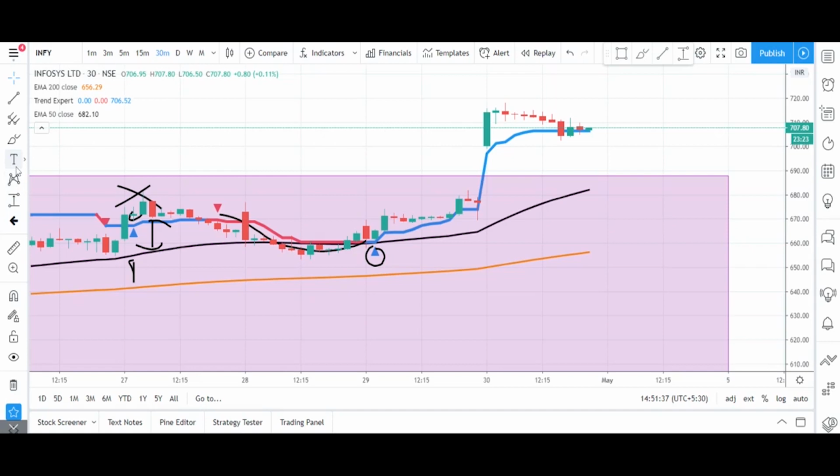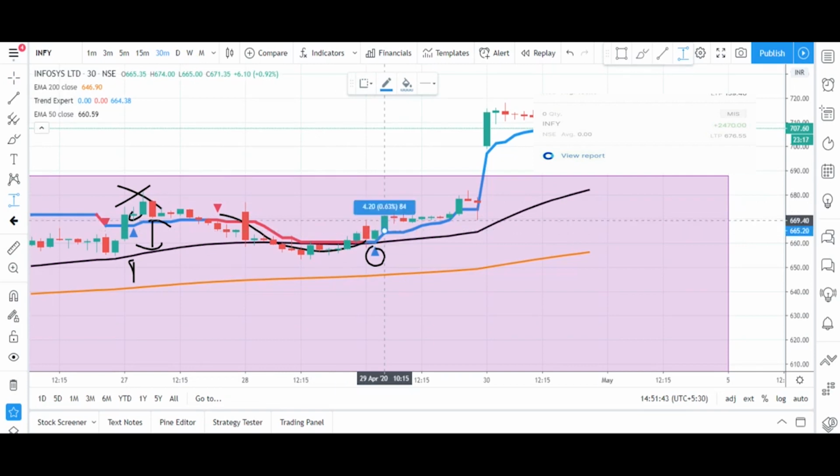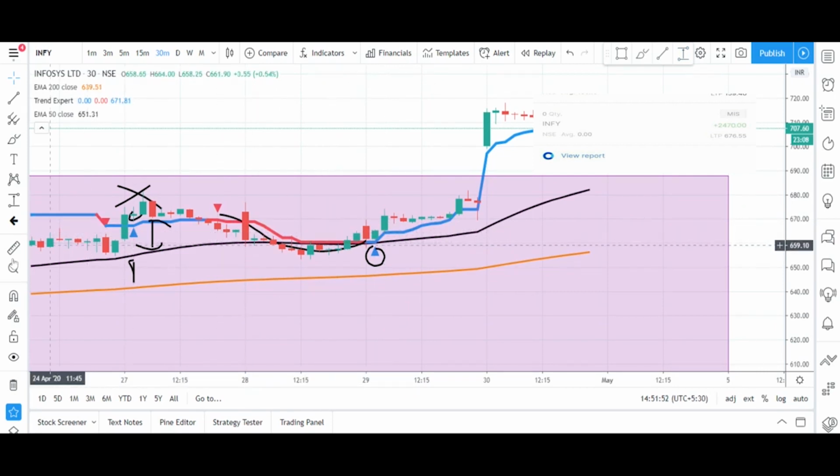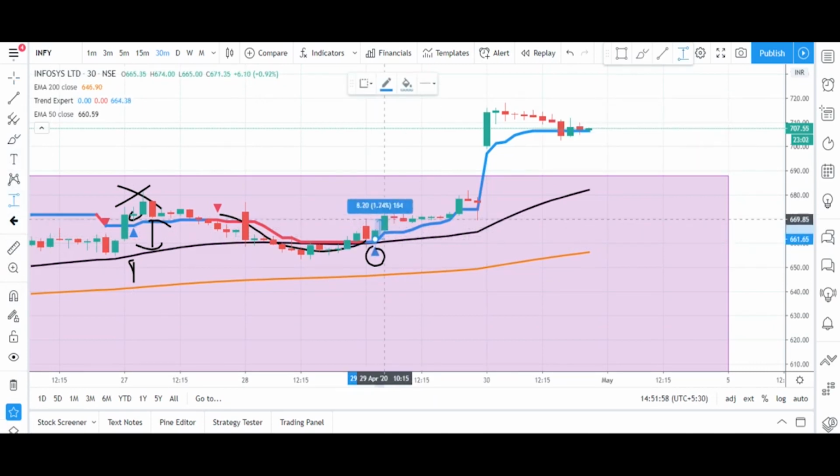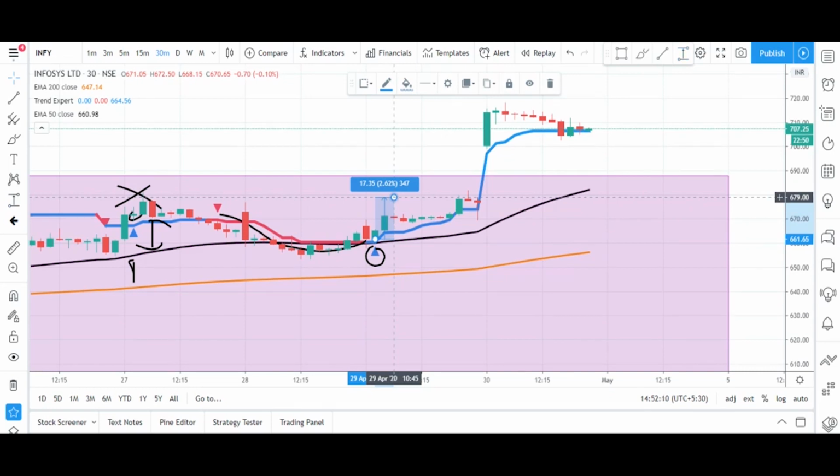You can see the screenshot on the screen here. I bought it around 666, somewhere in the 666 region. So we got the signal here, and at 666 I bought this, and then I booked it at around 678 to 679. I booked my profit in this region. So I got 2.62%, that is 17 rupees 0.35 paisa. This is the profit we get when we take the trades on the best opportunities.